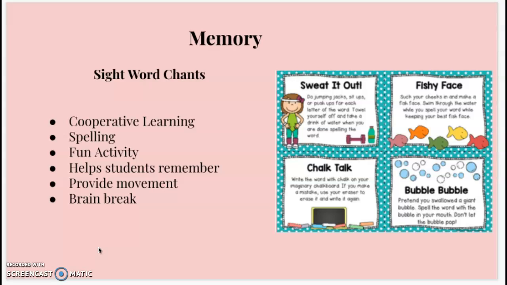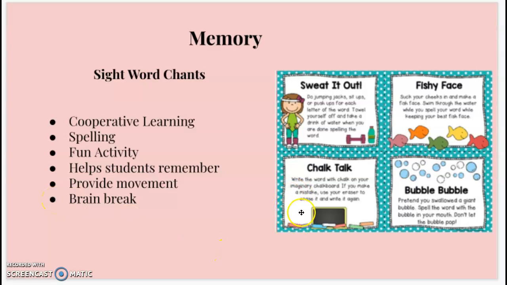Following the next strategy, within helping students with their memory, is a great strategy called sight word chants, and it could be used within earlier grades like kinder, first and second grades. I've seen students in these grade levels have difficulty learning their sight words. So learning their sight words while chanting and having movement will definitely help them be more cooperative in their learning. It will help them with their spelling, and it's definitely a fun activity for them to do, and it obviously helps the students remember. And like I said, it provides movement, so they'll be more engaged, and it's a great brain break to do.